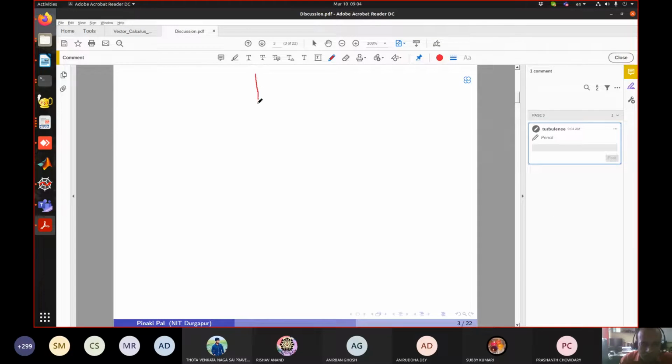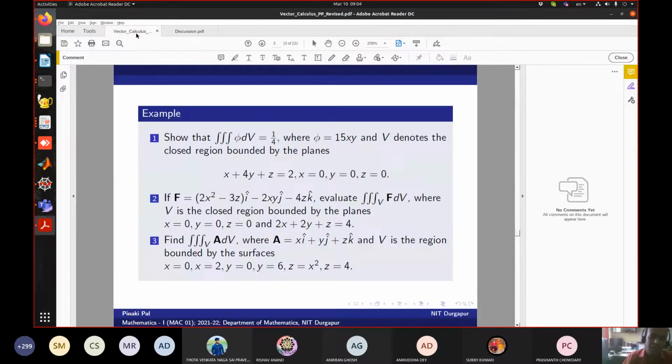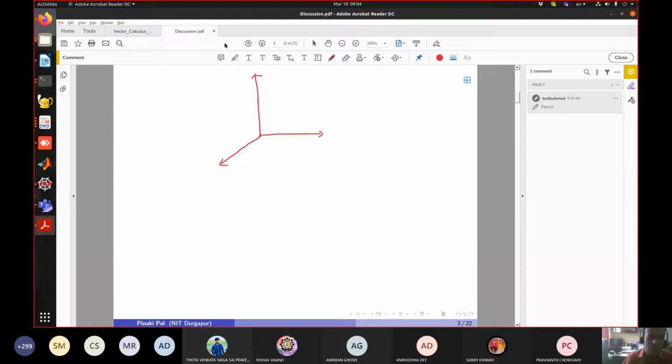So this is my coordinate system. x equal to 0 means the yz plane, y equal to 0 means the zx plane, and z equal to 0 means the xy plane. So these are the coordinate planes, and along with that we have another plane, x plus 4y plus z is equal to 2.